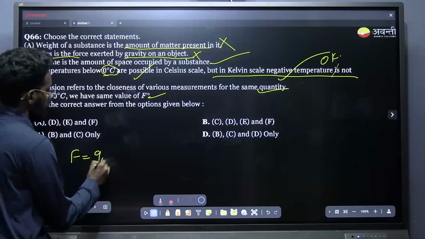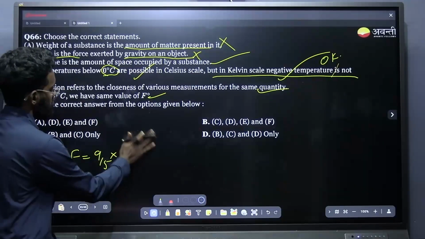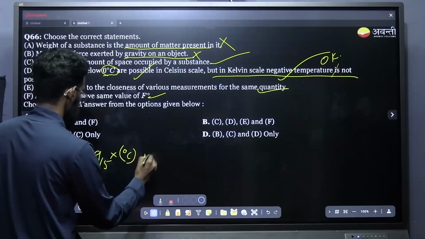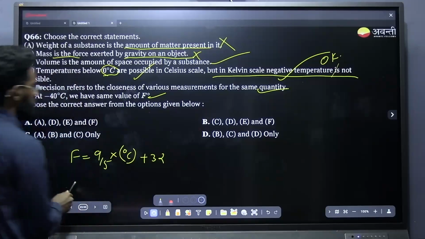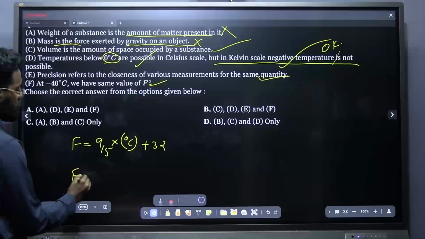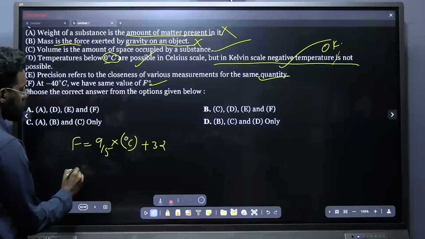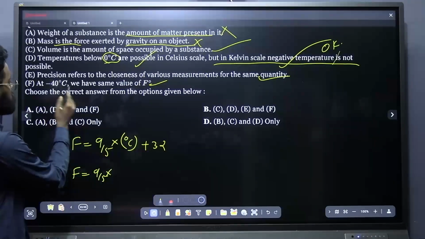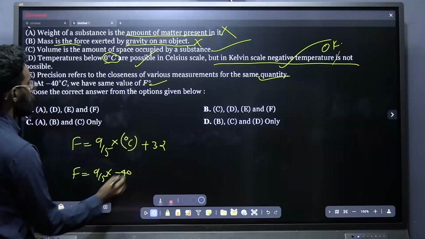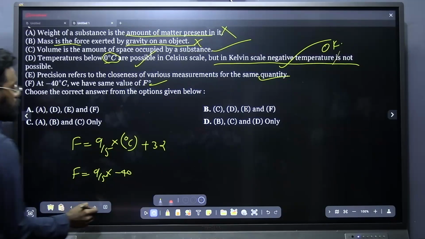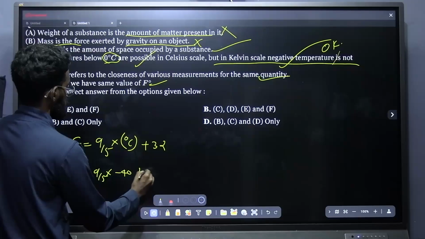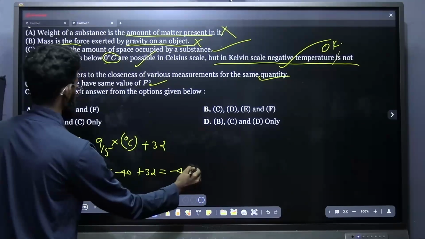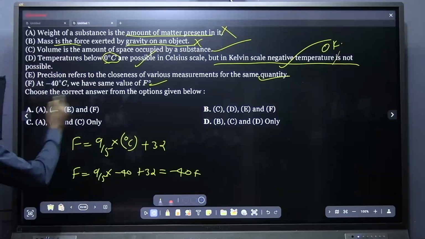Fahrenheit is equal to 9/5 into degree Celsius plus 32. This is the equation, right? So if I am doing this equation, what will I be getting? 9/5 into degree Celsius, which is -40, plus 32. What will I be getting? -40 Fahrenheit only. So I will be getting the same value.